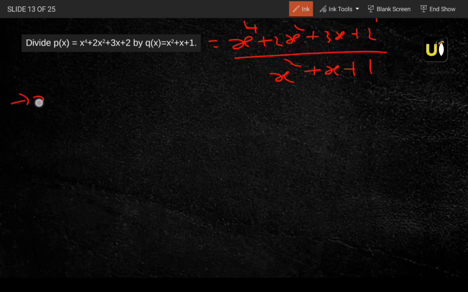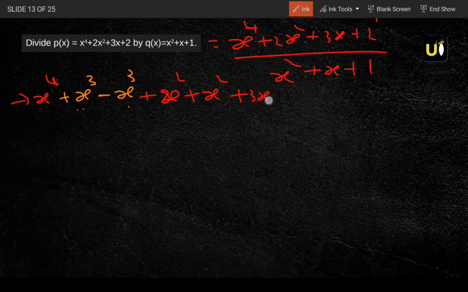Here, after x power 4, I am adding a term x cube and subtracting x cube. That will give zero effect, so there is no effect on the polynomial. I just added x cube and subtracted x cube. Next, I am writing 2x square as x square plus x square, and 3x plus 2 will remain the same, divided by x square plus x plus 1.